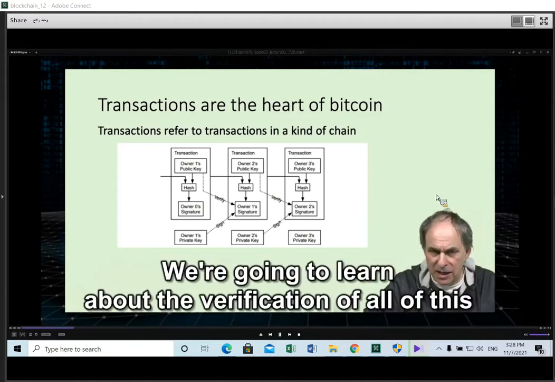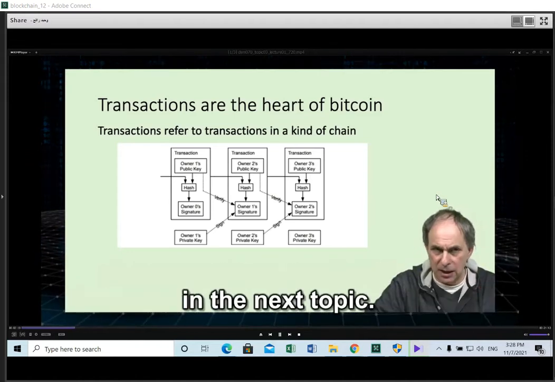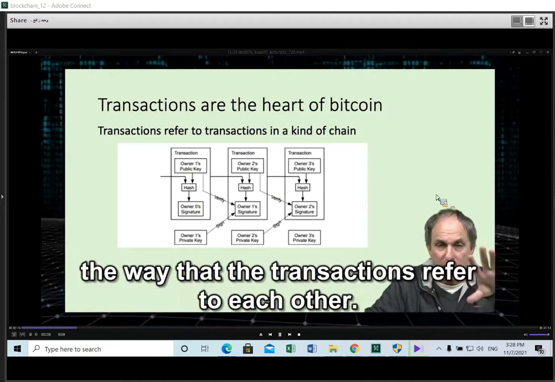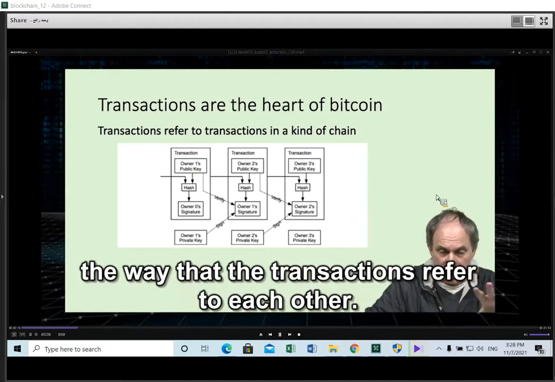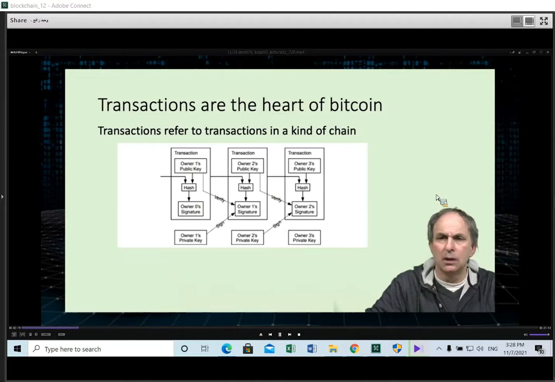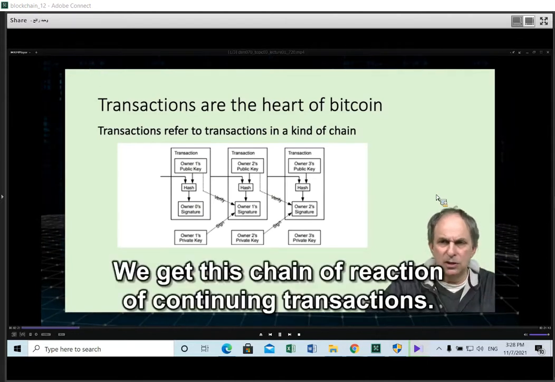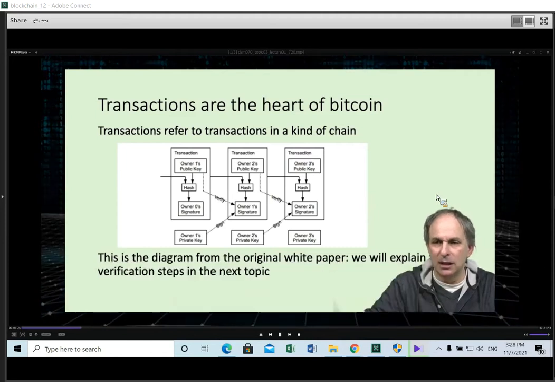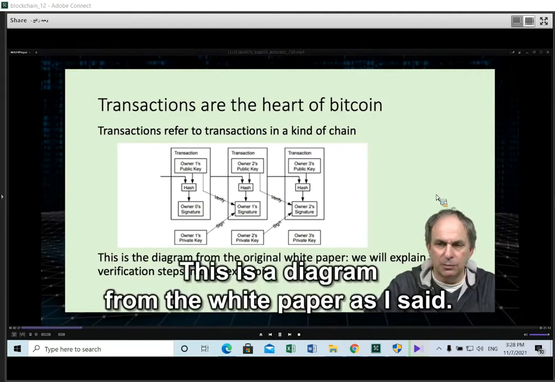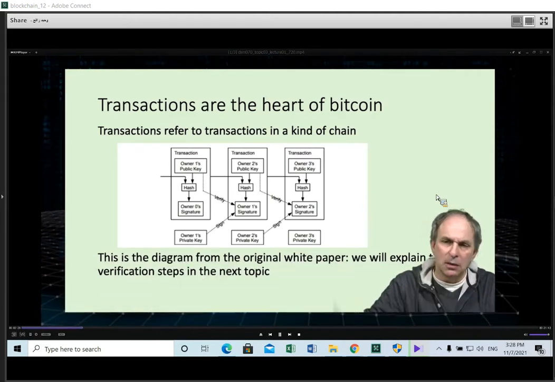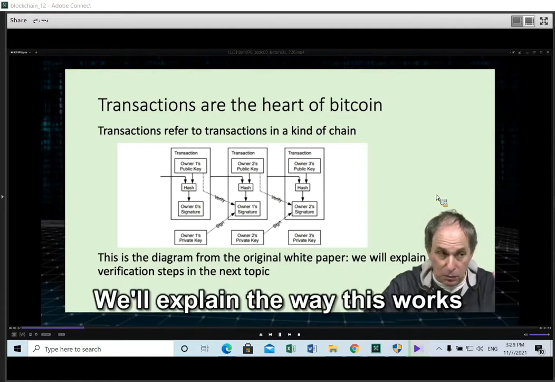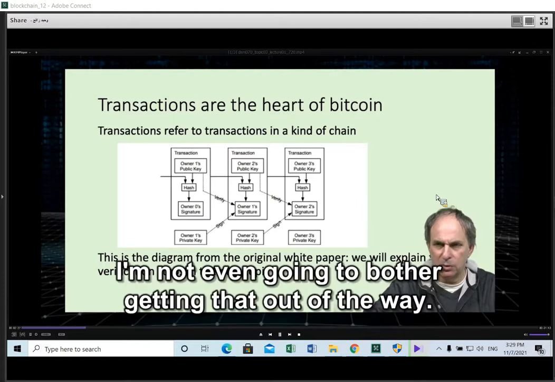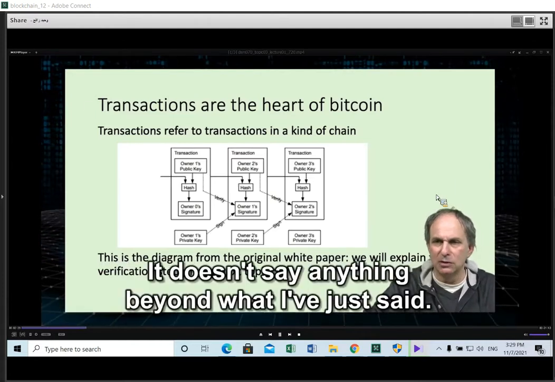We're going to learn about the verification of all of these in the next topic. But in this topic, it's about how that works, the way that the transactions refer to each other. Okay, so we get this chain of transactions. This is a diagram from the white paper. As I said, we'll explain the way this works, and we'll explain the verification in the next topic. I'm not even going to bother getting out of the way. It doesn't say anything beyond what I've just said.